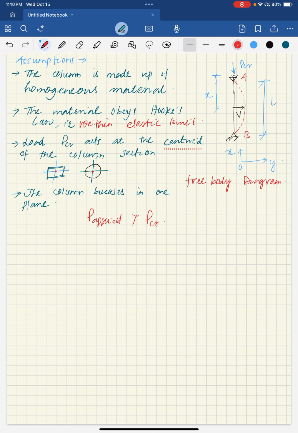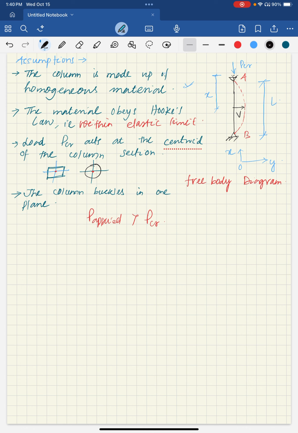Now the assumptions here I have already highlighted. The most important part is the column should be made up of homogeneous material, so it should be homogeneous in nature. Now the material obeys Hooke's law, so it has to be within the elastic limit. Next, the load PCR, the critical load, should always be acting at the center of the column. So from the top view, if it's a rectangular section or a circular section, the red dotted line here is called the centroid.